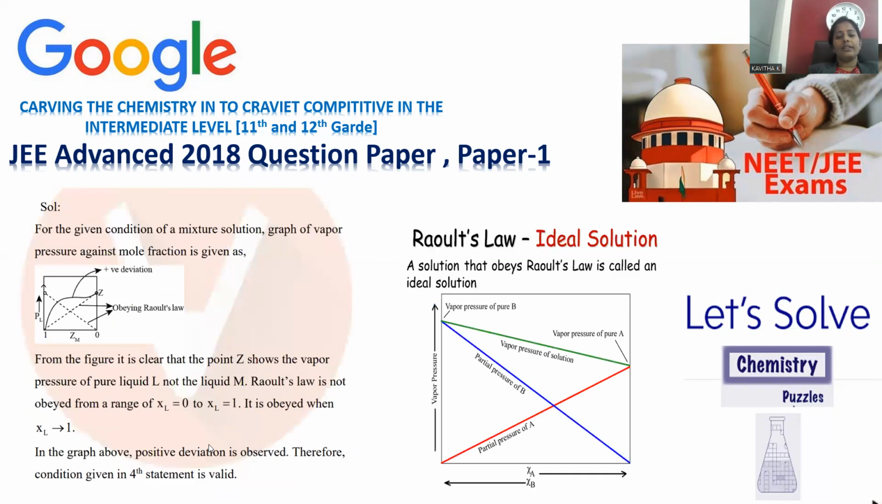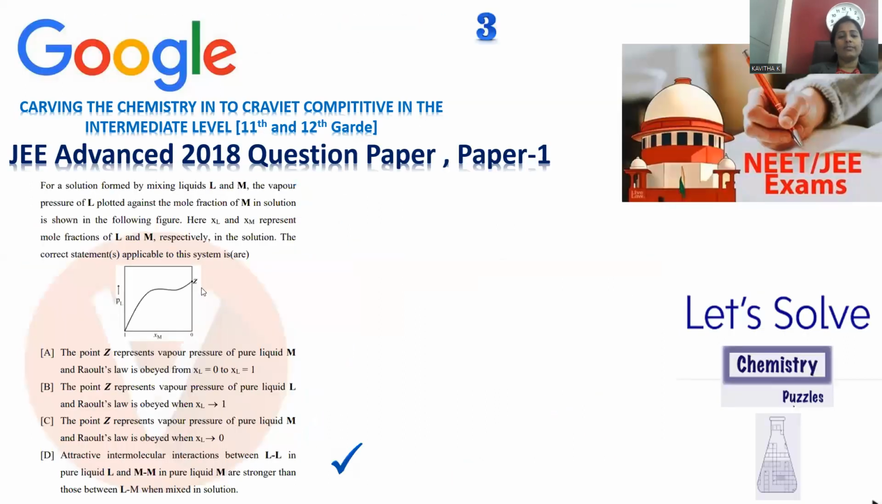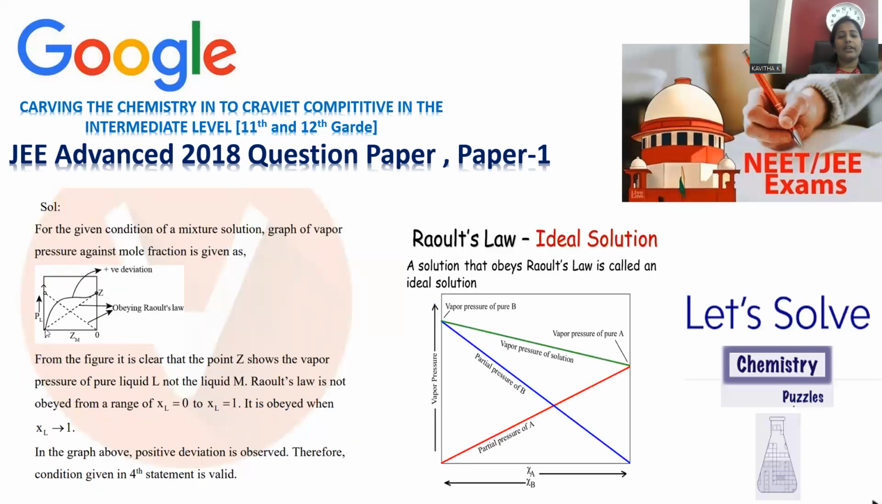Let's see how we can explain this. For the given condition, we have to consider the mixture solution, where liquid L got mixed with liquid M. Whenever the mixture solution was taken, the graph of vapor pressure against the mole fraction was given, with vapor pressure on the y coordinate and mole fraction on the x coordinate. Whenever these two liquids, L and M, are taken into consideration, the curvature obtained is provided within the question only. You can notice this graphical representation and the curvature.